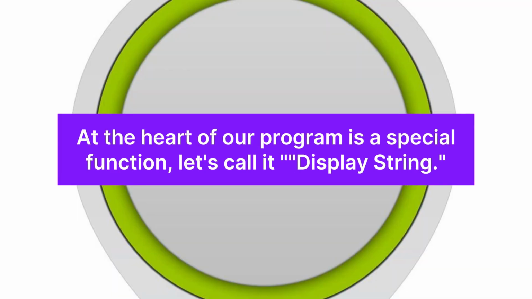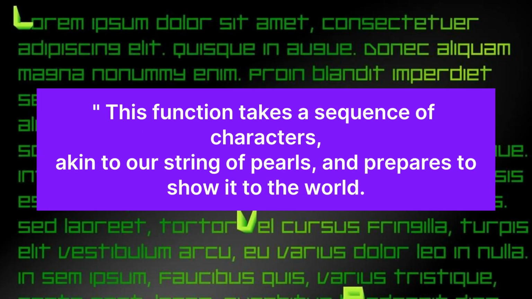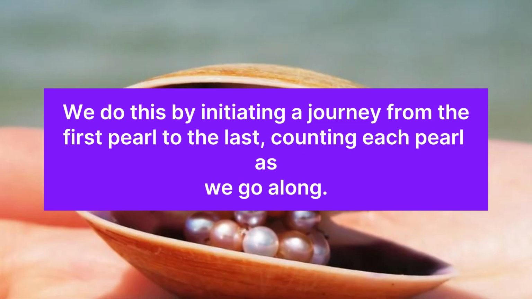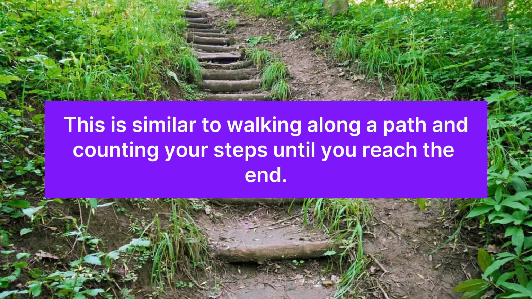At the heart of our program is a special function. Let's call it display string. This function takes a sequence of characters, akin to our string of pearls, and prepares to show it to the world. The first step in our function is to understand the length of this string. We do this by initiating a journey from the first pearl to the last, counting each pearl as we go along. This is similar to walking along a path and counting your steps until you reach the end.